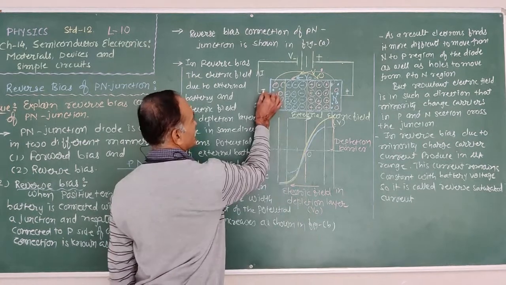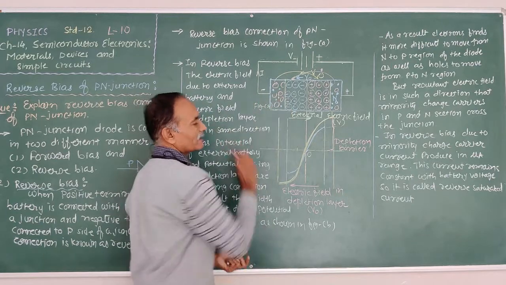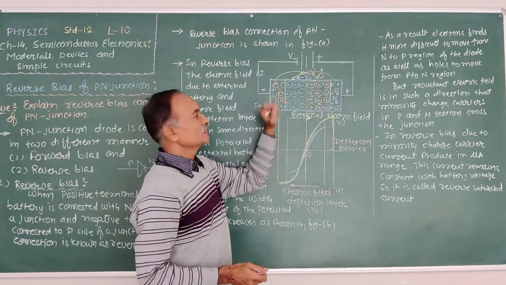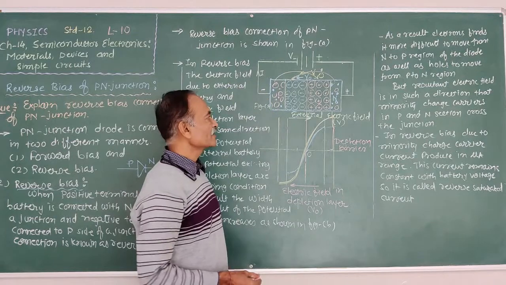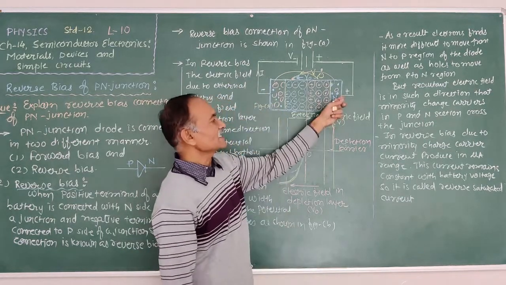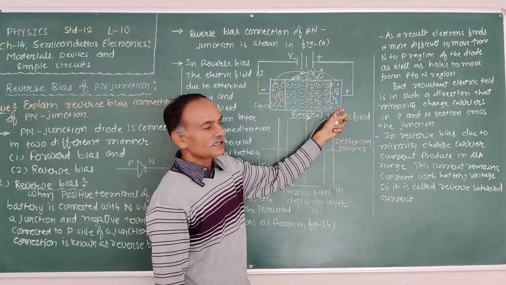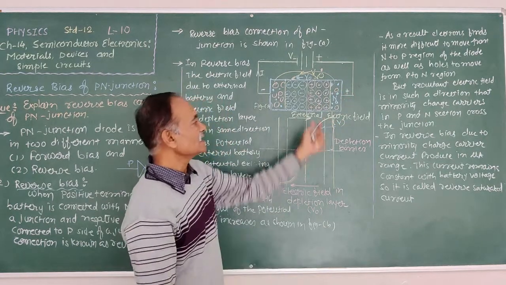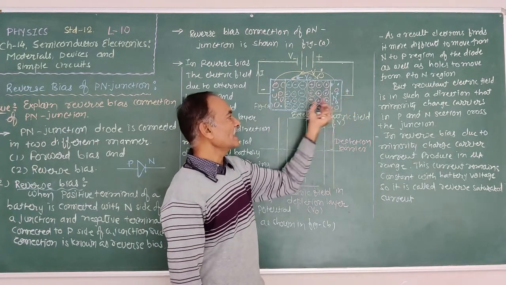So here, the negative terminal of a battery, and what are the minority charge carriers? Electrons in P region get the repulsion force. Therefore, these minority charge carriers can cross the junction. Similarly, the minority charge carriers in N region are holes. Hole is the positive charge. Due to the positive terminal applied to the N side of the PN junction, this hole experiences the repulsion force. Therefore, the hole can cross the junction.